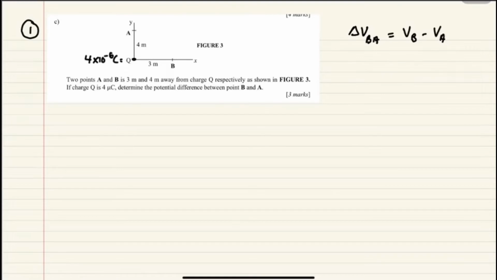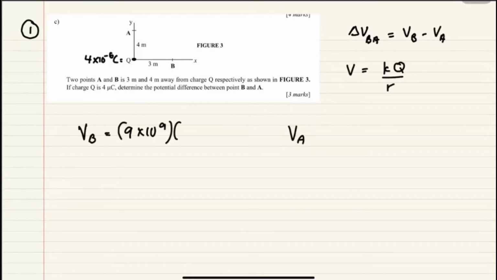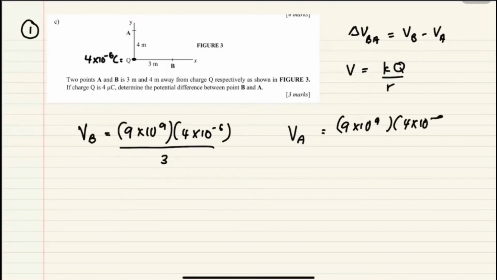My suggestion is to calculate VB and VA separately. You can calculate straight away, no problem. So the equation for V is equal to KQ over R. K is 9 times 10 to the power 9. Q is the source there, 4 times 10 to the power negative 6. And then R for B is 3. For A will be 9 times 10 to the power of 9, 4 times 10 to the power of negative 6. The only difference here would be the distance, which is 4.